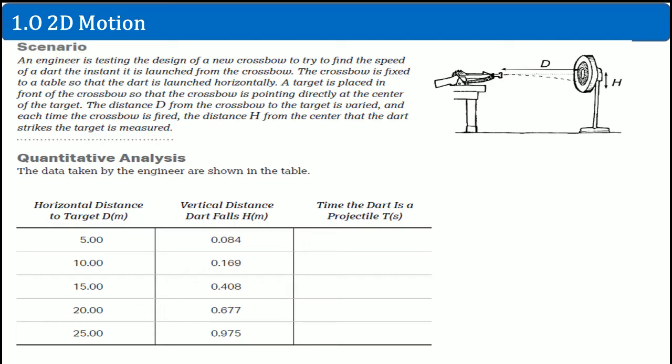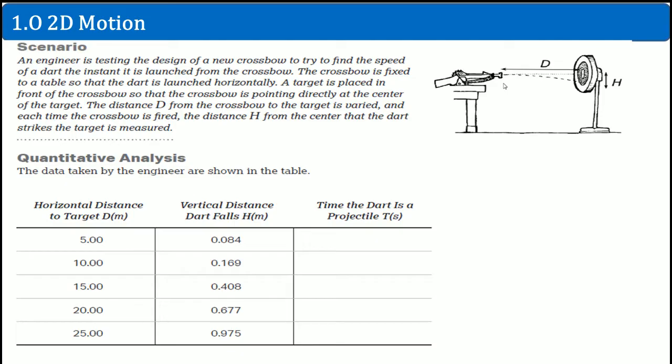Here we're covering section 1.0. This is 2D motion. Here's the scenario. An engineer is testing the design of a new crossbow to try to find the speed of a dart the instant it is launched from the crossbow. The crossbow is fixed to a table so that the dart is launched horizontally. Here's the table, here's the dart. A target is placed in front of the crossbow so that the crossbow is pointed directly at the center of the target. Here's the target. That's what it means by pointed directly at the center.